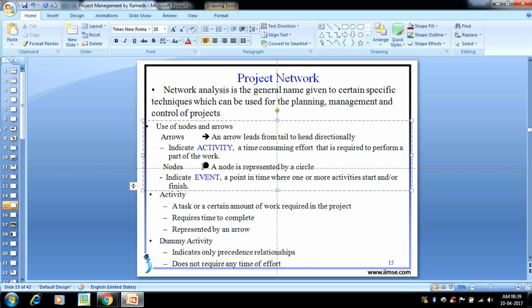An activity requires time to complete. That means to complete any activity we need some time. It is represented by an arrow. And sometimes some dummy activities are also used. A dummy activity indicates only predecessor relationships, that is, precedence, showing which later works follow. But there is no time duration for dummy activities. They are just to show network connectivity between the predecessor and successor, and do not require any time or effort.